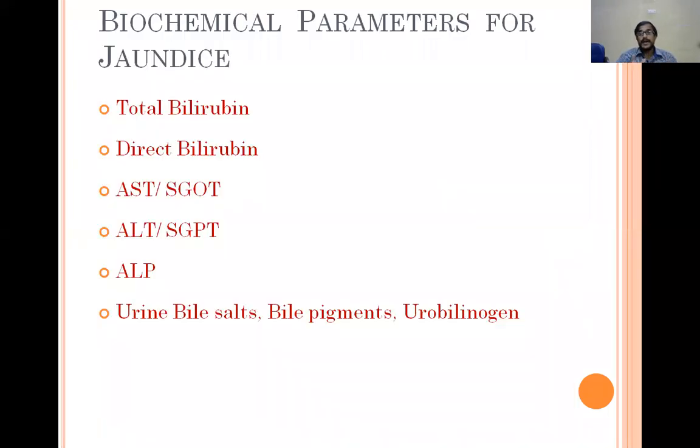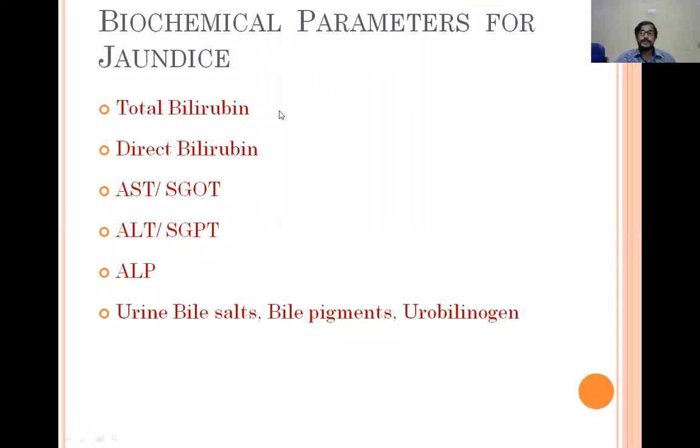So the biochemical parameters which are used for assessing jaundice are the liver function tests: total bilirubin, direct bilirubin, AST or SGOT, ALT or SGPT, ALP alkaline phosphatase, and apart from that, urine bile salts, bile pigments, urine bilirubin, and these help in differentiating the different types of jaundice.